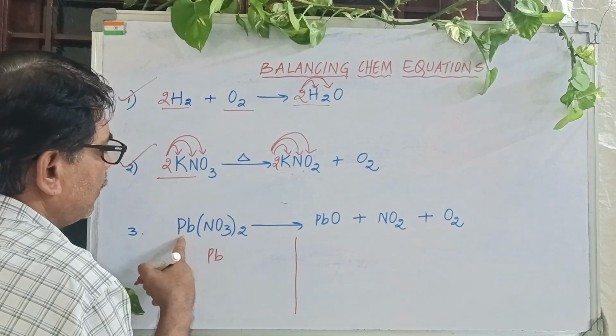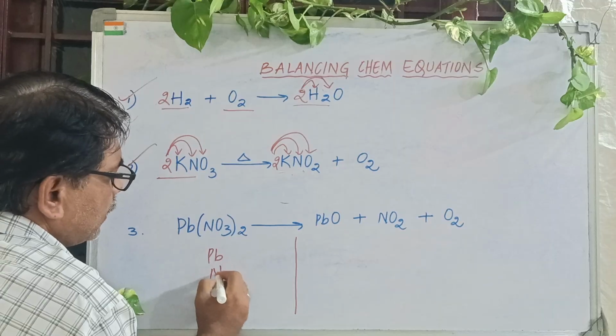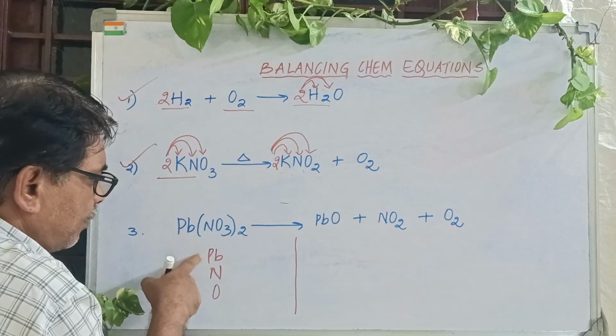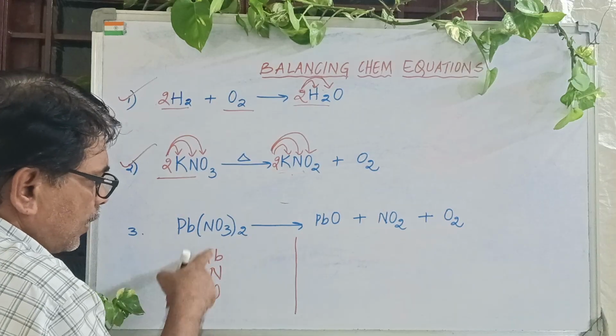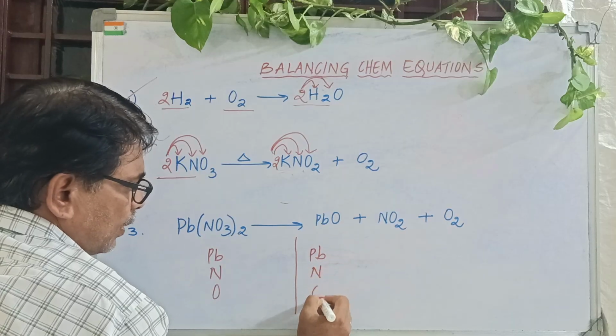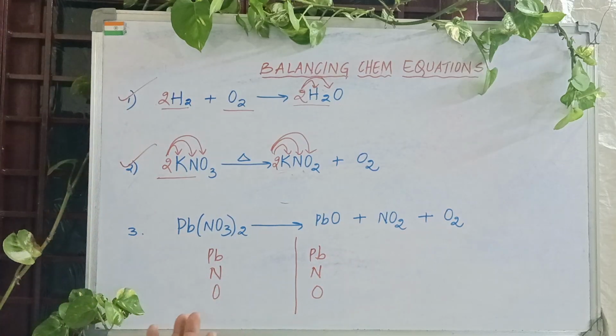Another method: one is Pb, the other ones are N and O. These are the 3 things participating in this reaction. Pb is available, N is there, and O is there. In the same way, you will find the same thing on the other side. There won't be any change. You will find the same thing, right?